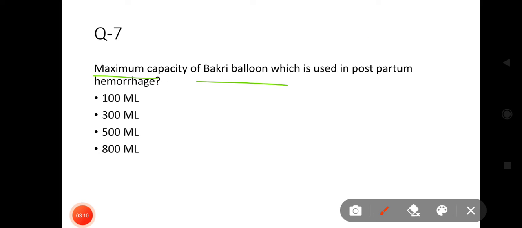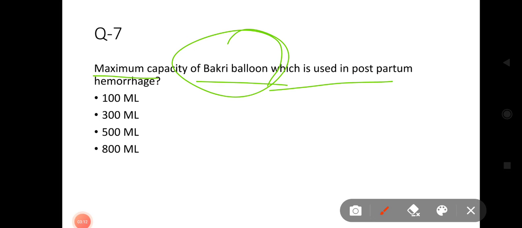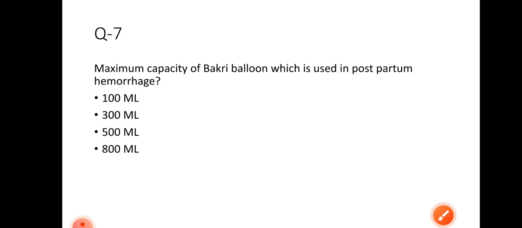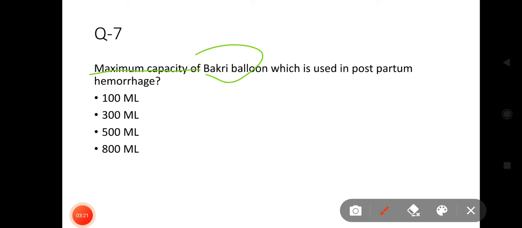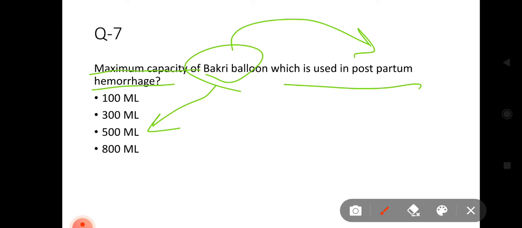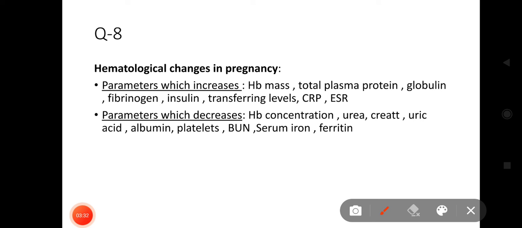Now, maximum capacity of Bakri balloon. Question is about Bakri balloon, which is used in postpartum hemorrhage. And what is the maximum capacity in ml? It's 500 ml. So maximum capacity of Bakri balloon, which is used in postpartum hemorrhage, is 500 ml. In this way, you have to go through these points and questions.